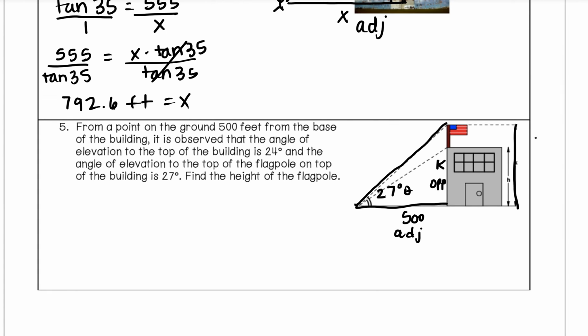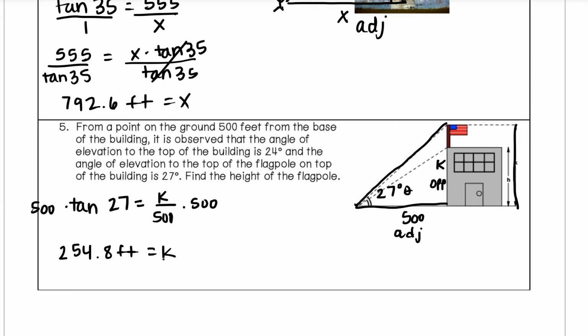So we're going to do this first and set up our tangent of 27 will equal our k, which is our opposite, over our adjacent, which was 500. We'll multiply both sides by 500, and we are left with 254.8 feet to equal k. So that is our whole height from the ground all the way up to the flagpole. But we want to know, well, what is the height of the flagpole?